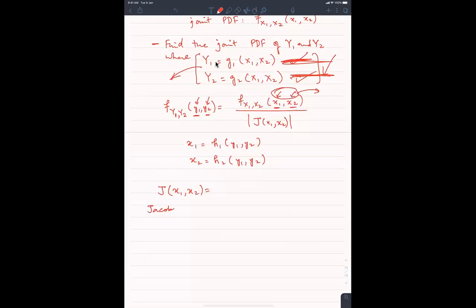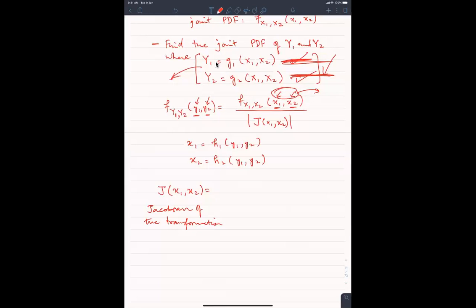This is called the Jacobian of the transformation. Either you had two random variables x1, x2, and you transformed them to make two more random variables y1, y2, which are the joint function of x1 and x2. And what is this Jacobian?